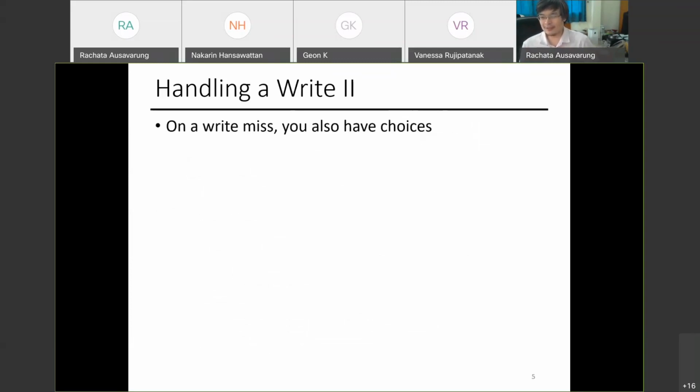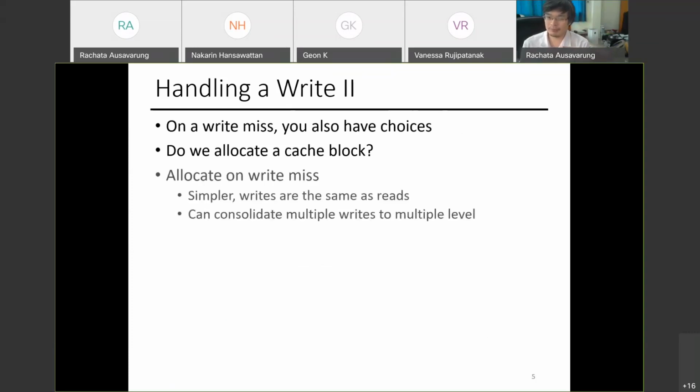On the write, when you have a write miss, it's a cache miss, but it's a cache miss where you are writing something to that cache. You also have choices, right? Do we allocate? Basically, do we actually build a cache block for this write? So you can allocate when you figure out that's a cache miss. This is simpler. Basically, a write would be treated the same as a read. Every data access is treated the same. You can actually consolidate multiple writes to different levels of cache.